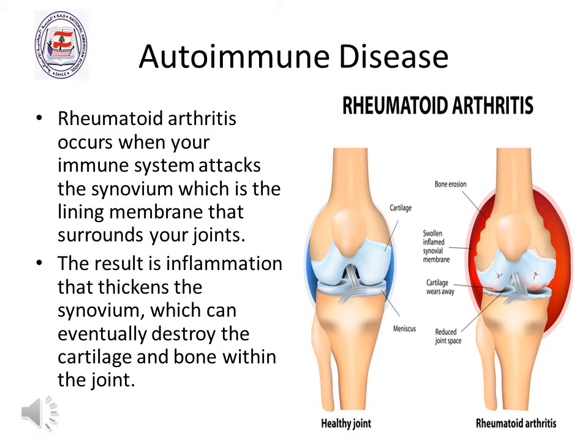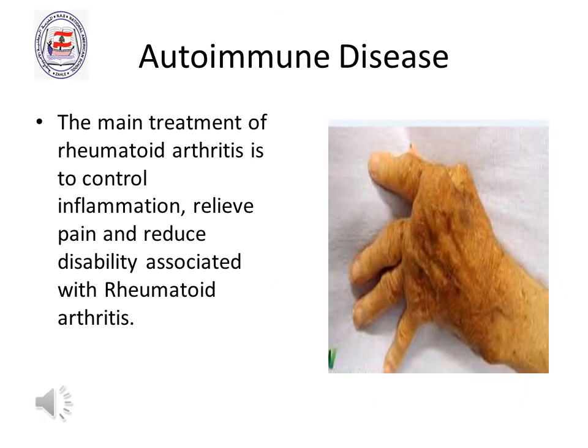The resulting inflammation thickens the synovium, which can eventually destroy the cartilage and bone within the joint. The main treatment of rheumatoid arthritis, since it's a chronic disease, is to control inflammation and relieve pain. Also to reduce the disability associated with rheumatoid arthritis, since as you can see you will have bone deformity which limits the ability of people to move properly.